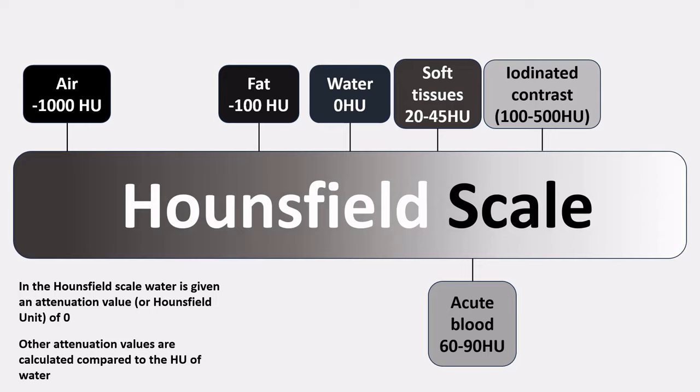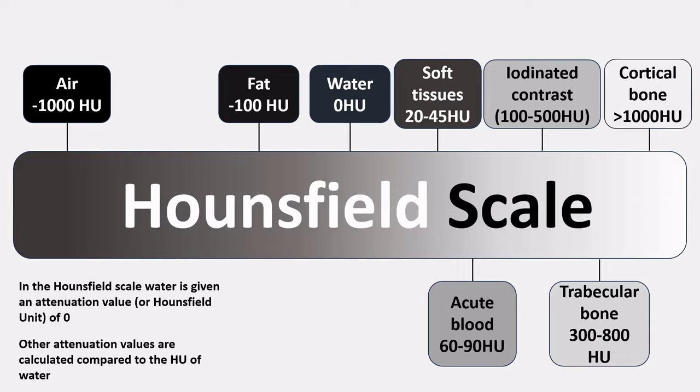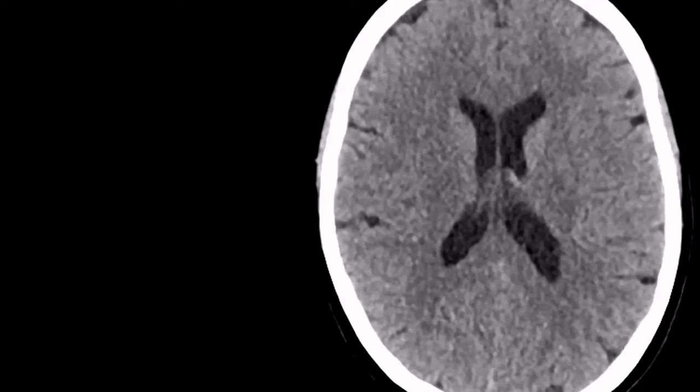If we administer iodine-based contrast agents to a patient, these have a high attenuation value of 100 to 500 Hounsfield units, and the most hyperdense structure in the body would be the bone. The bone consists of trabecular bone, which has a somewhat lower attenuation value compared to cortical bone, because the bone is less dense there, and that's the part of the bone that contains the fatty bone marrow. And cortical bone has a very high density of more than 1000 Hounsfield units.